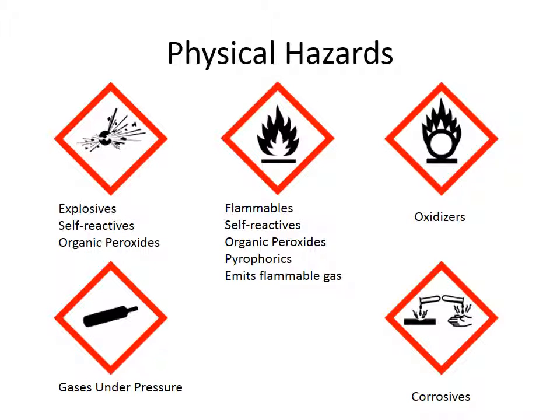The first pictogram shows unstable explosives, represented by a small explosion. These compounds are usually self-reactive or are organic peroxides. The second pictogram is represented by a flame, which describes compounds that are highly flammable. The third category represents oxidizers, or compounds that react when exposed to oxygen.